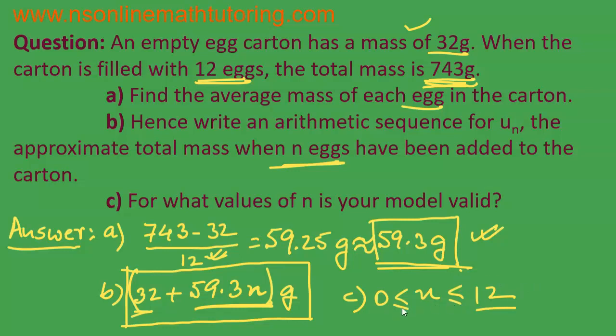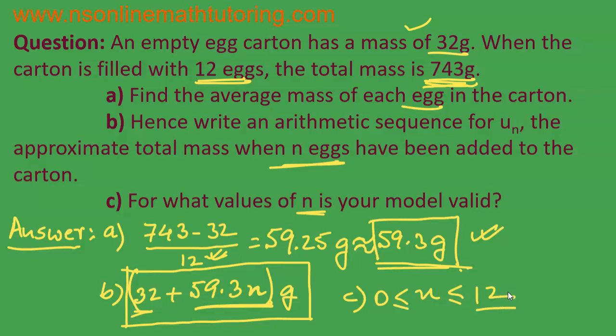So n is ranging between 0 to 12, and do not get confused. Do not take this n to be equal to the term number, and do not ask me that you had said that term number starts with 1. This is not the term number, but this is the number of eggs in the carton. So the smallest value that n can have is 0, and the maximum value is equal to 12.